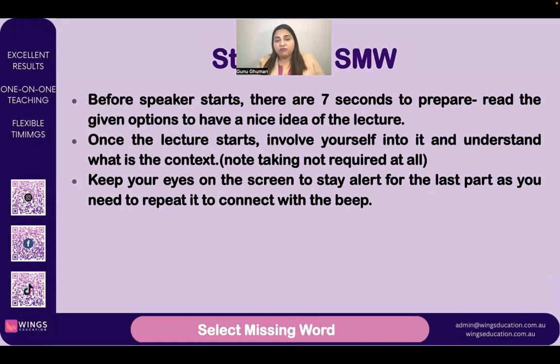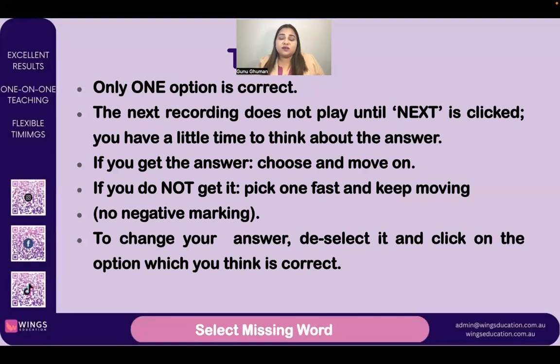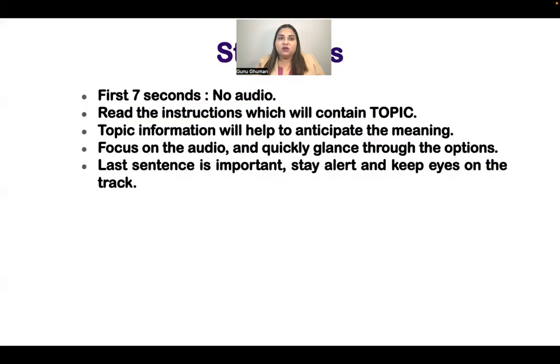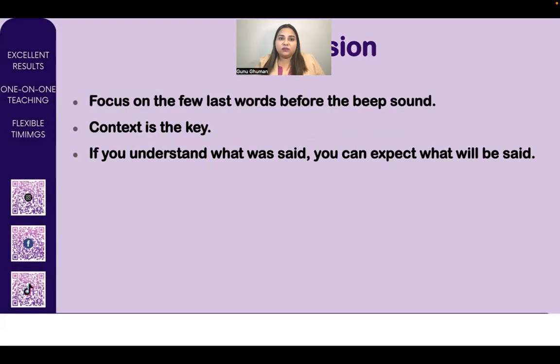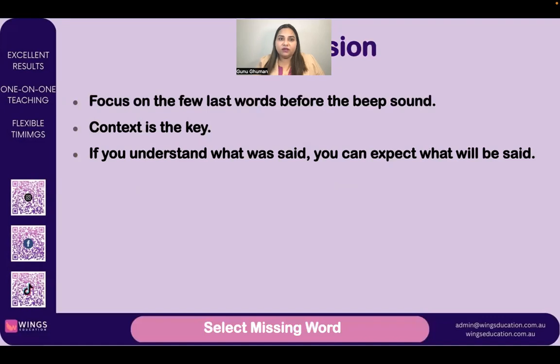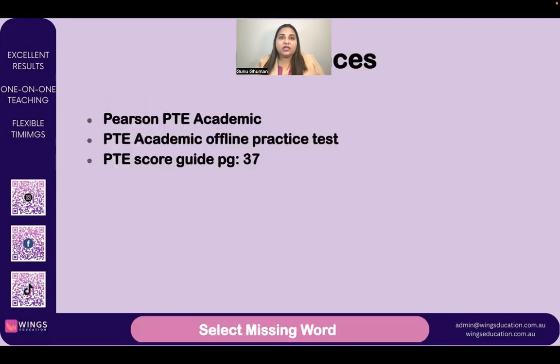Before the speaker starts speaking, have a look at the given options. You must know the topic. The topic will be told to you, so you can also read the topic's name and then keep your eyes on the screen to stay alert for the last part. Only one option is correct. You have to click next yourself once you have marked your answer. So choose your answer and move on. Please be fast in answering this question. That's all for the strategies. You can keep watching these slides. I've said everything that you can read on the screen. You can always pause the video to read it. Let's practice a few questions and see how we go.